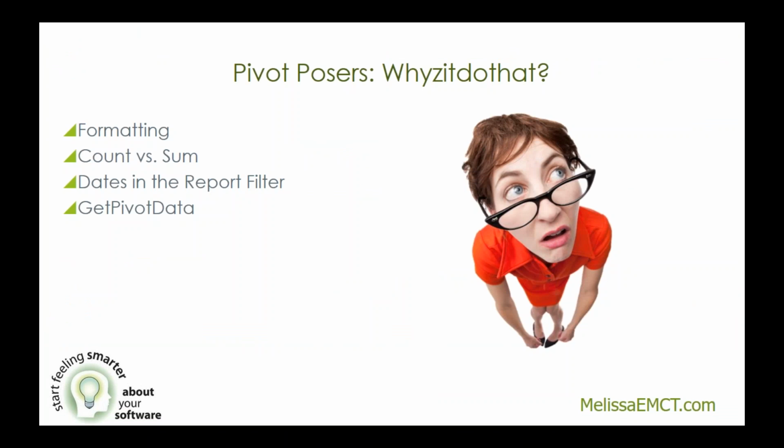Count versus sum: sometimes when you bring a value into the value field, all it'll give you is a count. And it does that because it can't determine that everything in that column is numeric. Occasionally, you may have a blank, you may have an alpha character, but it says, hey, I don't know if these are all numeric, so I'm just going to make this a count. You can change it to a sum.